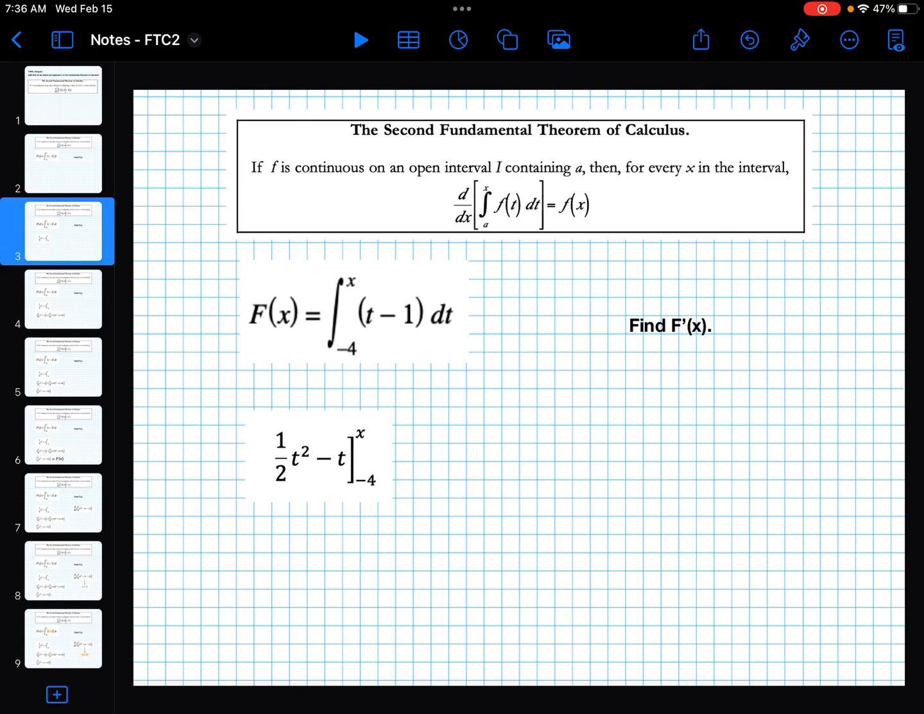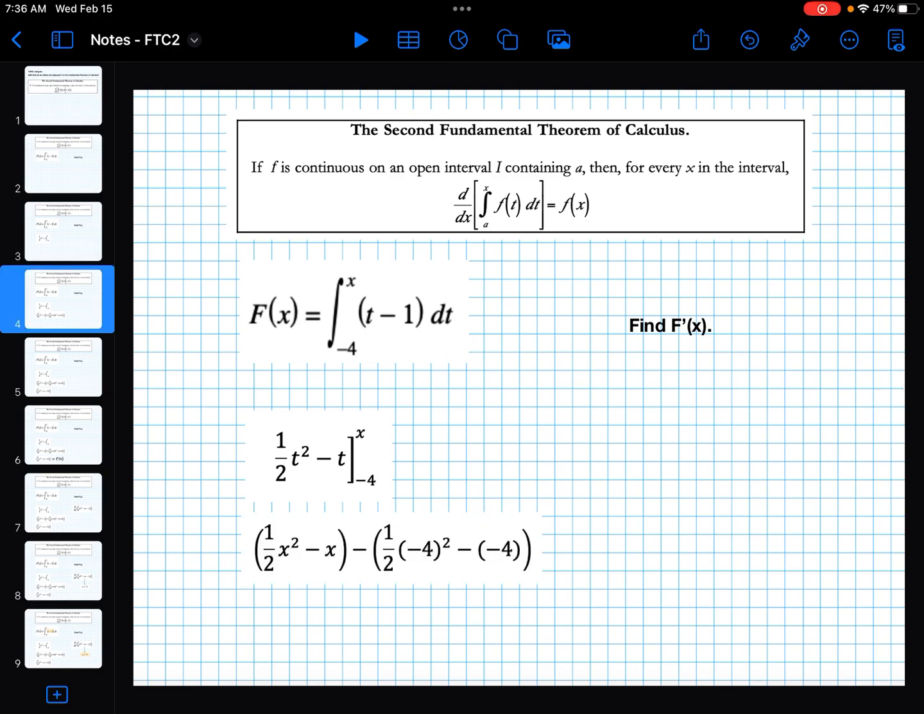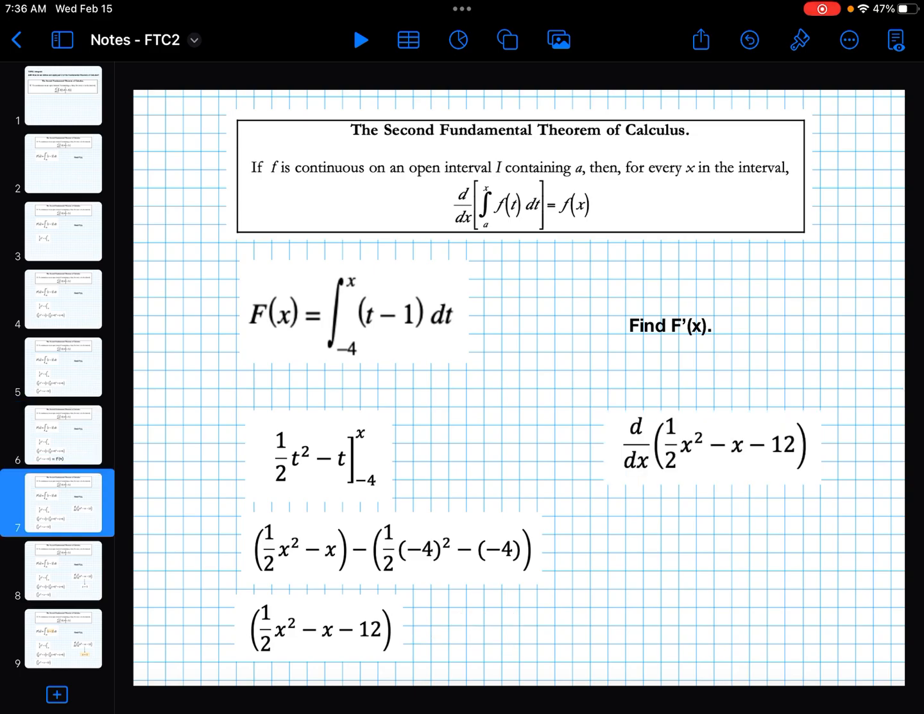So in this particular case, the antiderivative of t minus 1 with respect to t would be 1/2 t squared minus t. Right? Now we're going to evaluate that at -4 and x, so it's the antiderivative at the upper limit minus the antiderivative evaluated at the lower limit. And when this all works out, that winds up being big F of x right there. Right? Now we're going to take that, and that's a pretty easy derivative to do by the power rule for derivatives. Right? We're going to wind up simply with x minus 1.